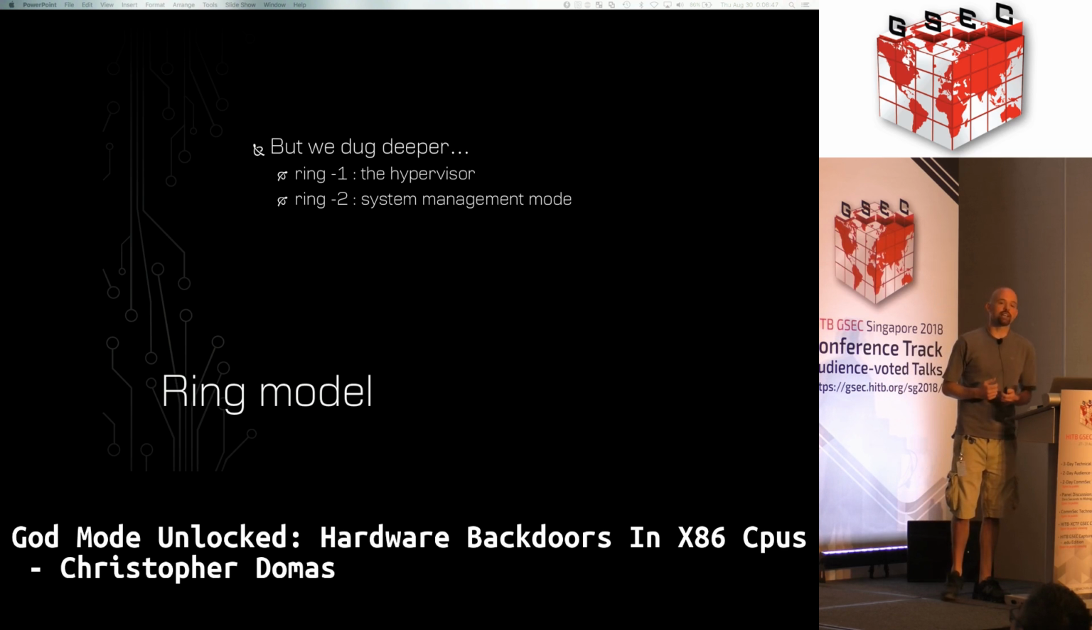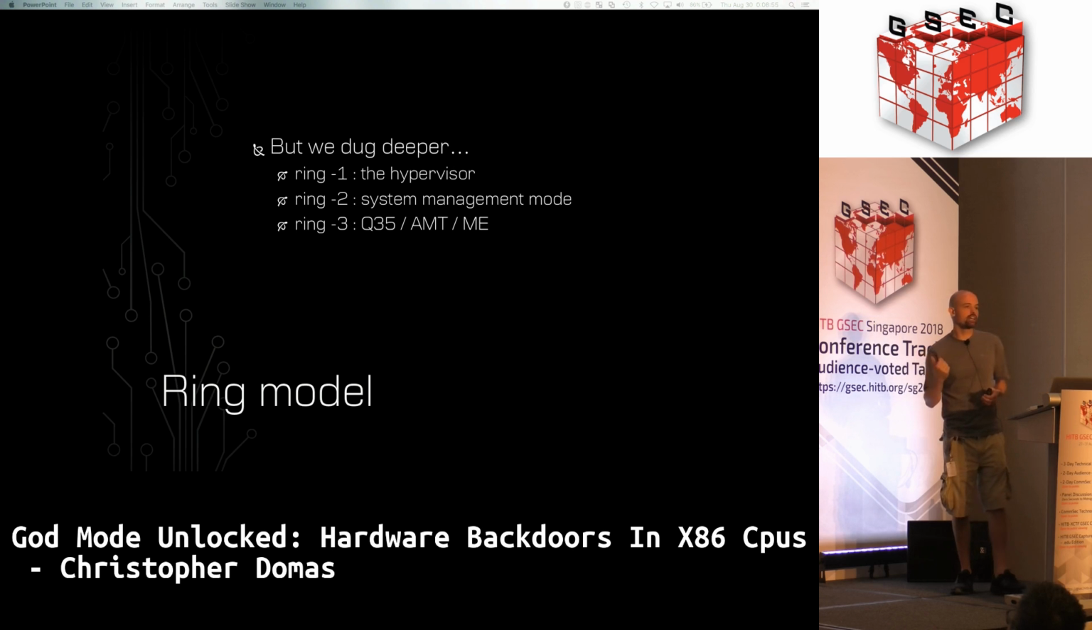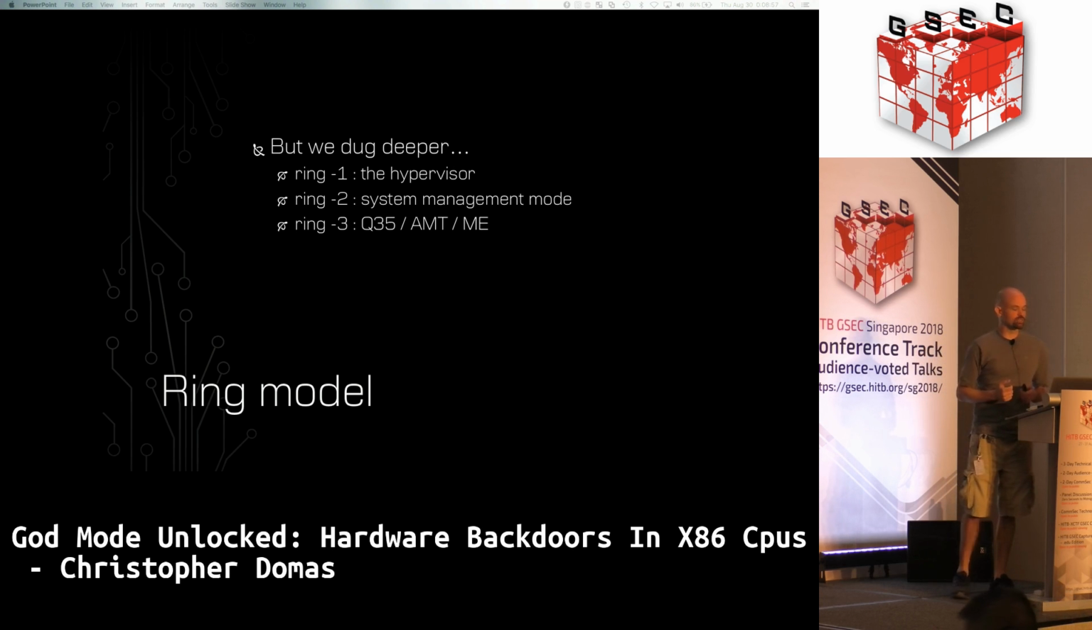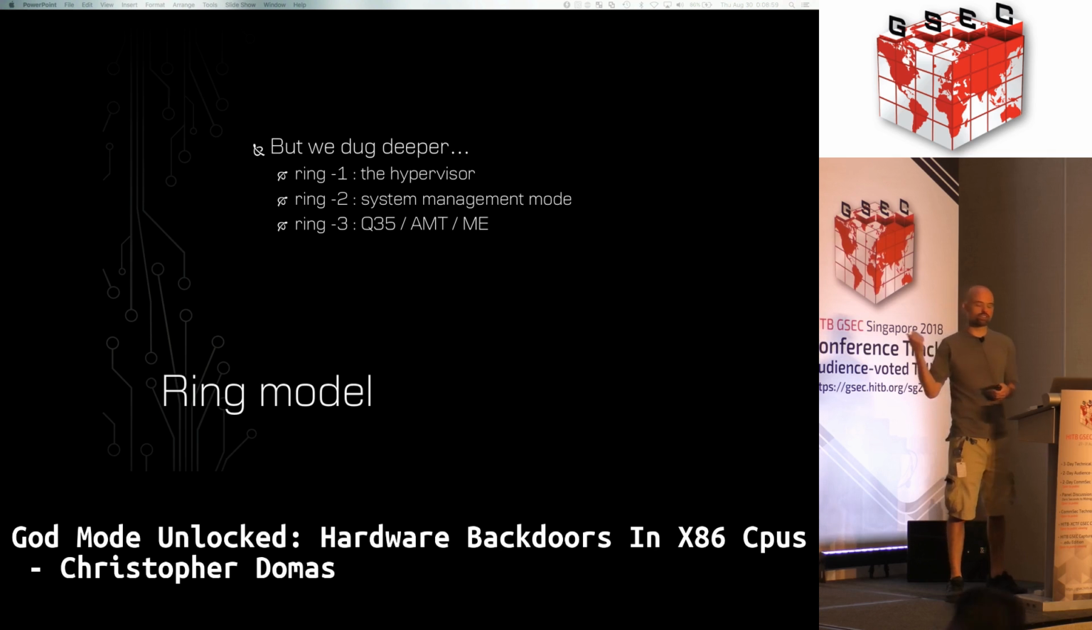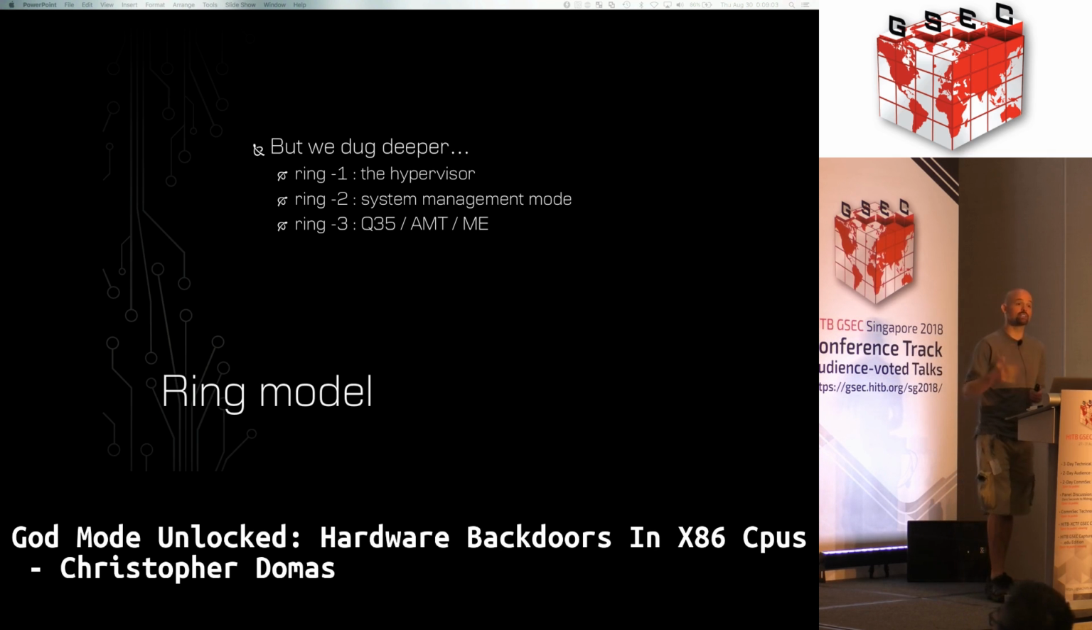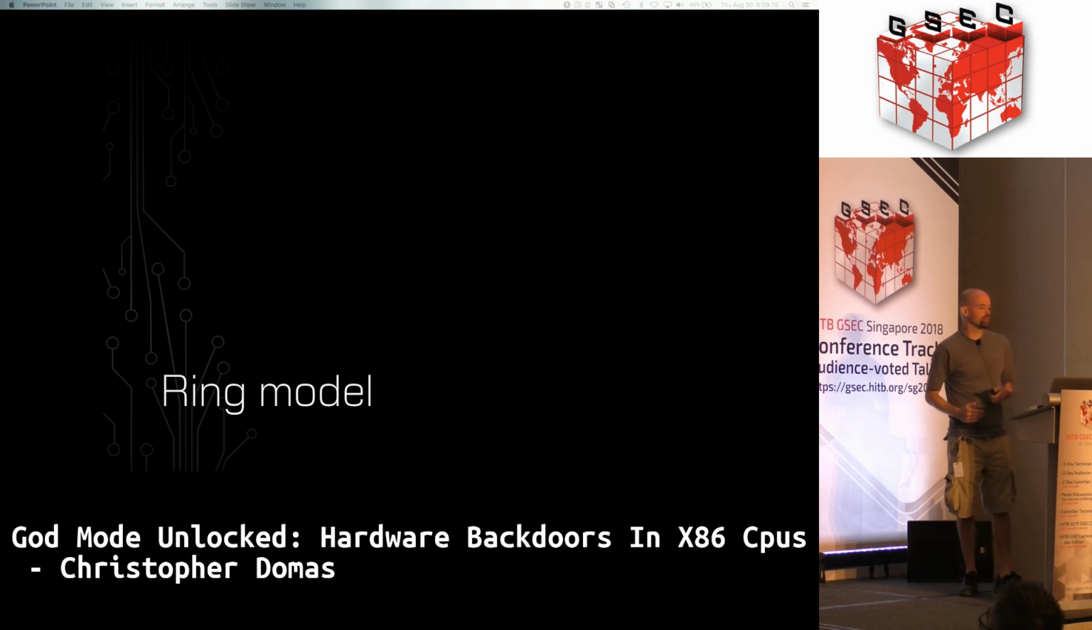And then x86 introduced this thing called system management mode, which actually was more privileged than the hypervisor, so we called that ring -2. And then about 10 years ago at Black Hat, some security researchers found this other processor running on some platforms that in many ways had more privileges than even the x86 processor, so they called that ring -3. So it's sort of interesting that ring 0 was supposed to be the most privileged layer on the processor, but we've continued to dig deeper and deeper through the years.